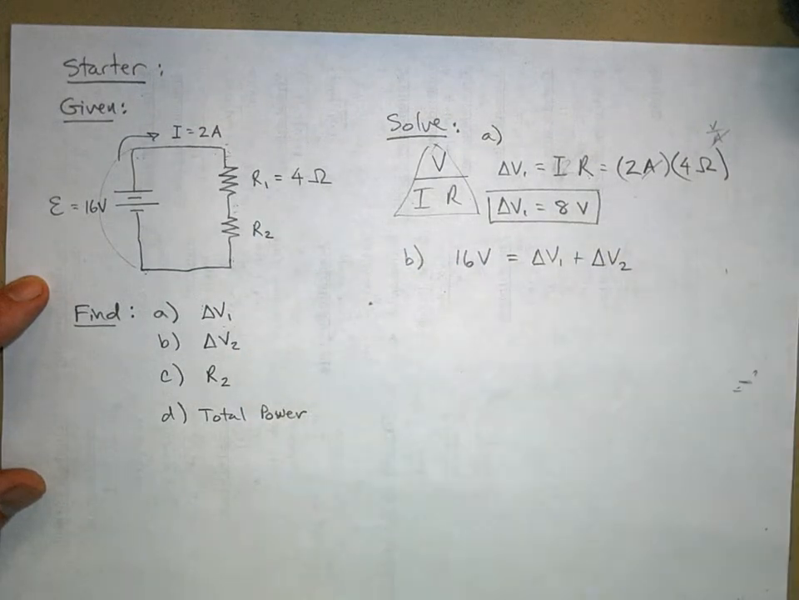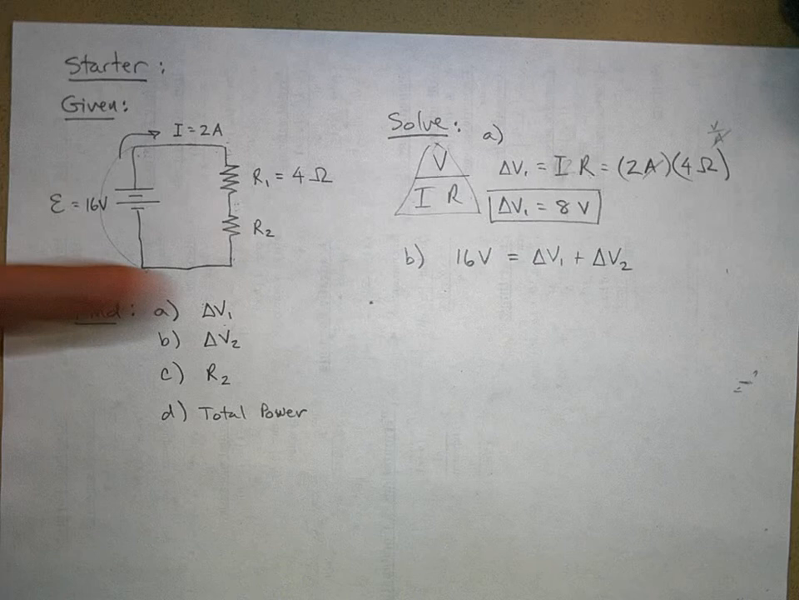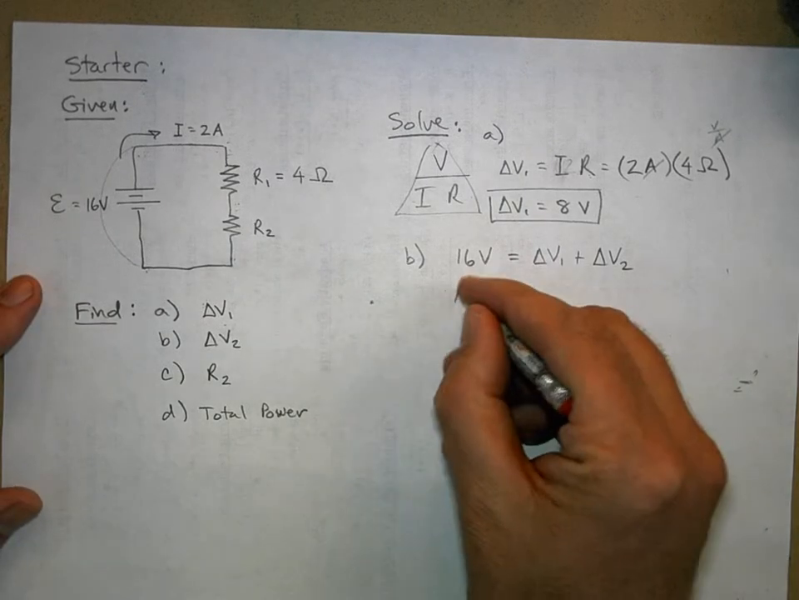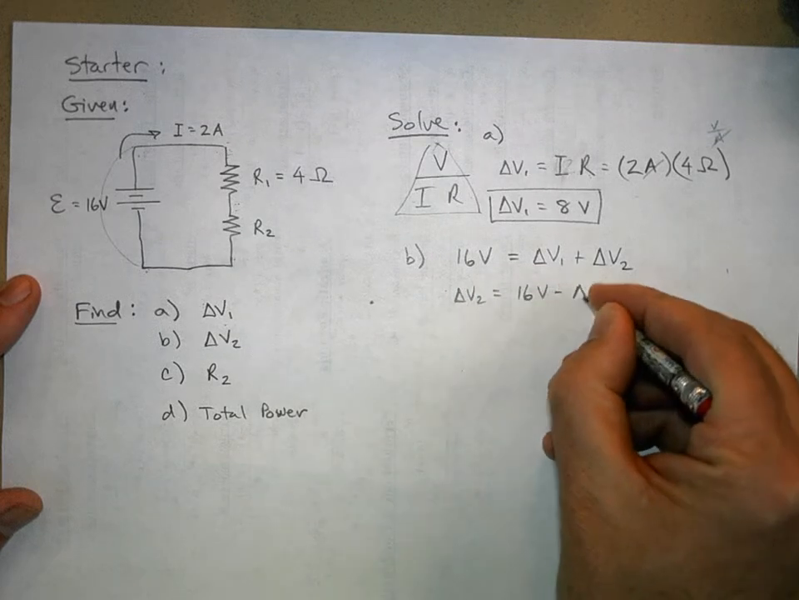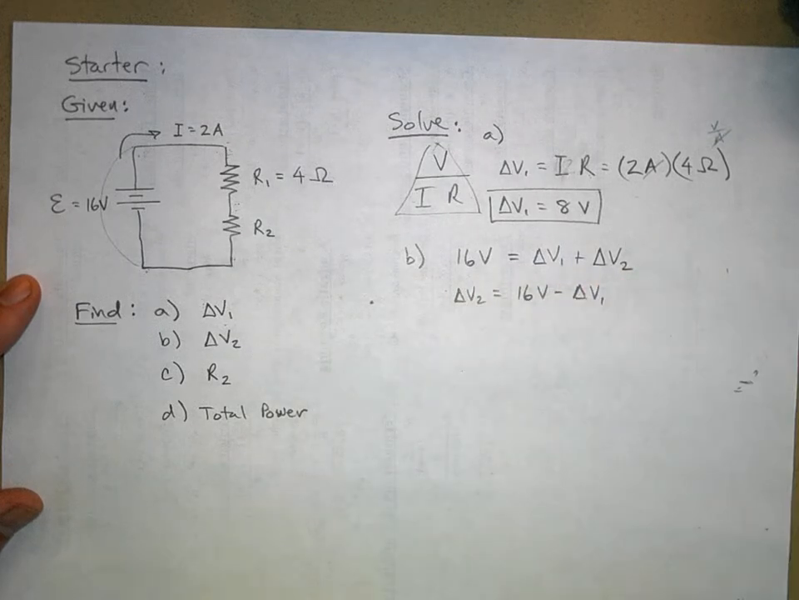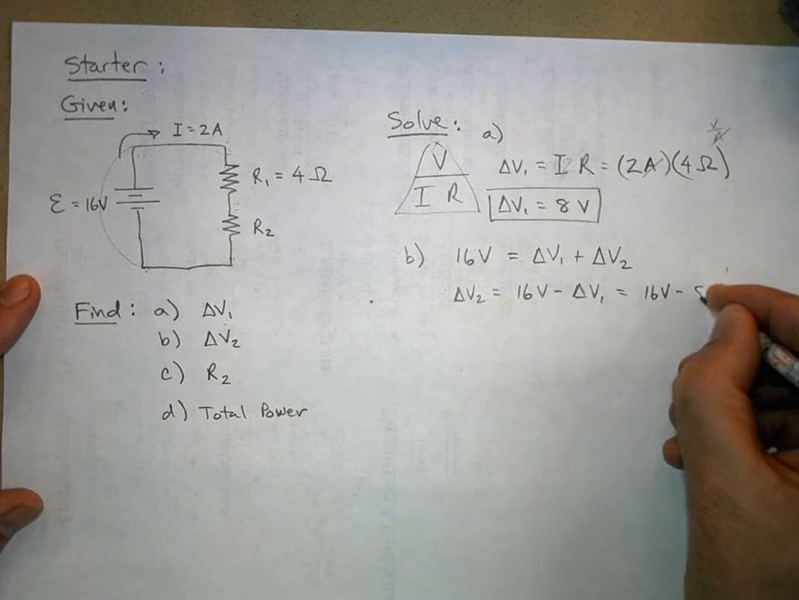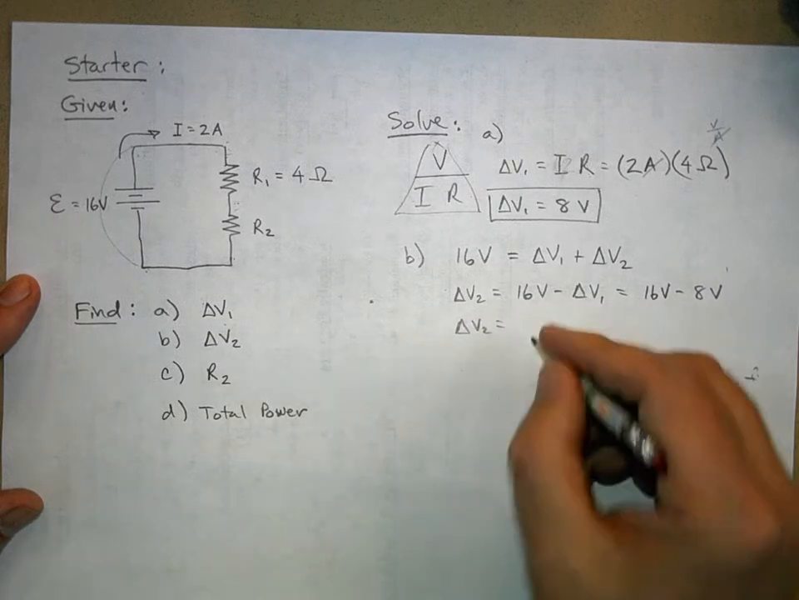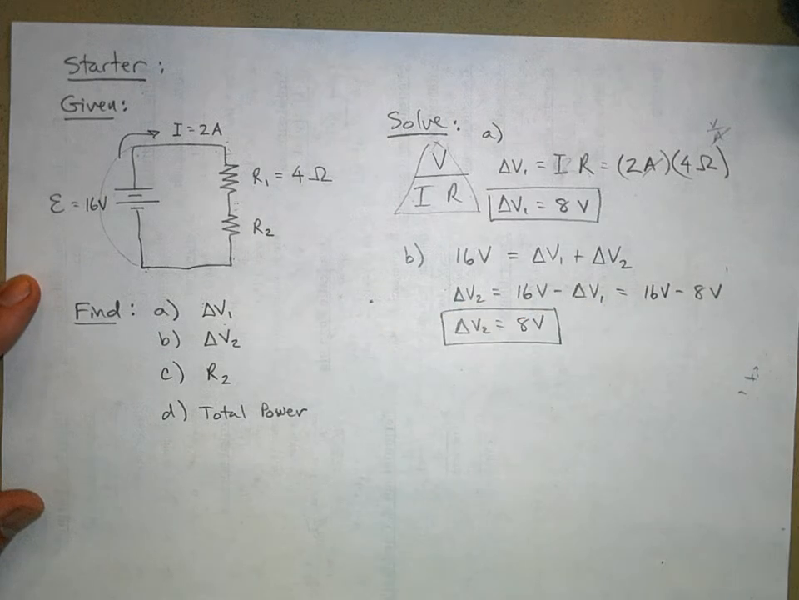Now you probably didn't do that. That's okay. I'm just explaining it a little bit differently, that I know that when I go from here down to here, it has to add up to 16 volts. Now that tells me that delta V2 is equal to 16 volts minus delta V1. And that is going to be 16 volts minus 8 volts. So delta V2 equals 8 volts. And that's your answer for part B.